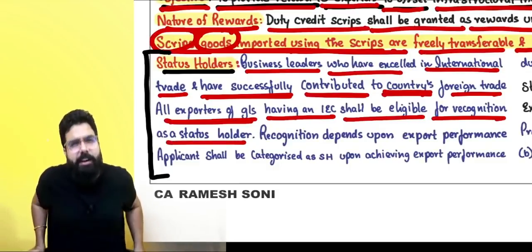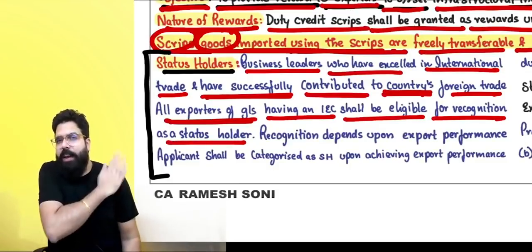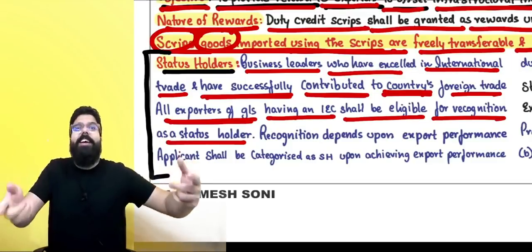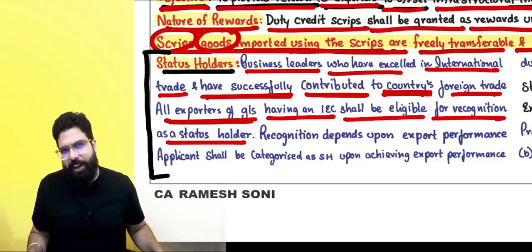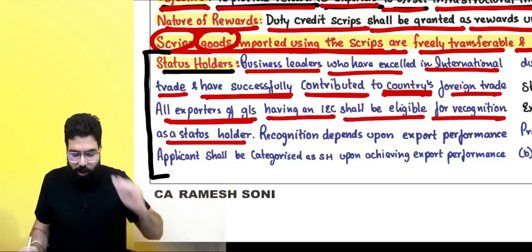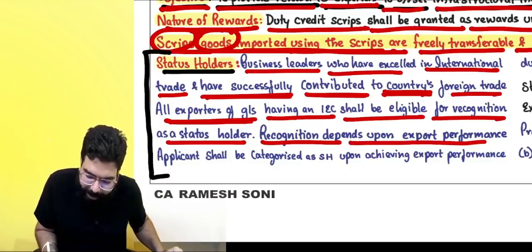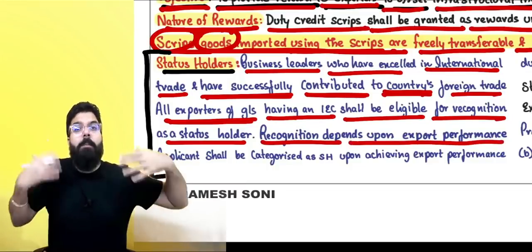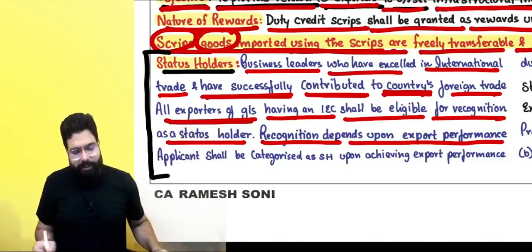Who doesn't like status? So the government is saying if we give stars to these people, they will be encouraged and next year the exports will go up. So basically the government is trying to give recognition. Okay, sir, point is clear. So the government says recognition depends upon your export performance. If you are performing better, the more the performance, the more is the star.